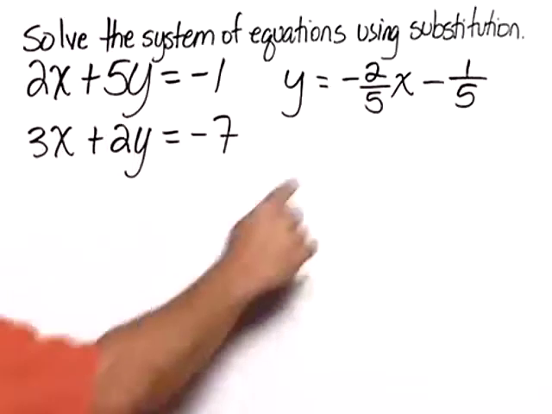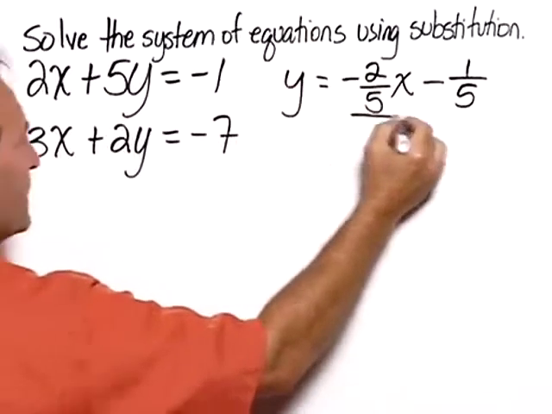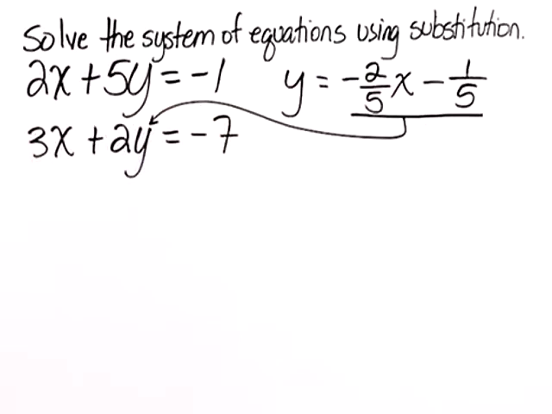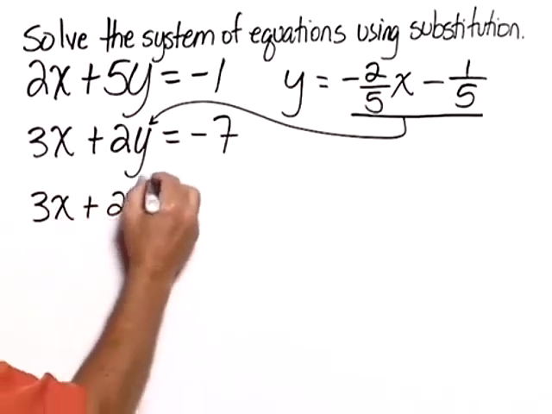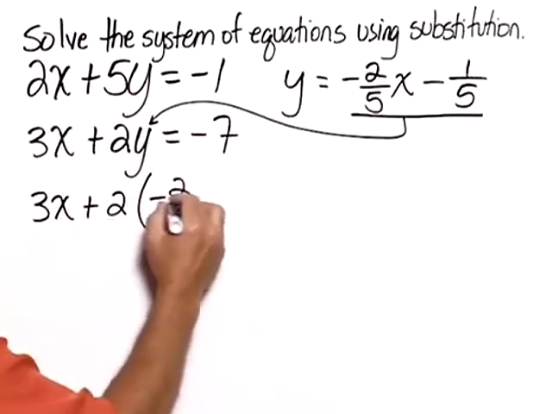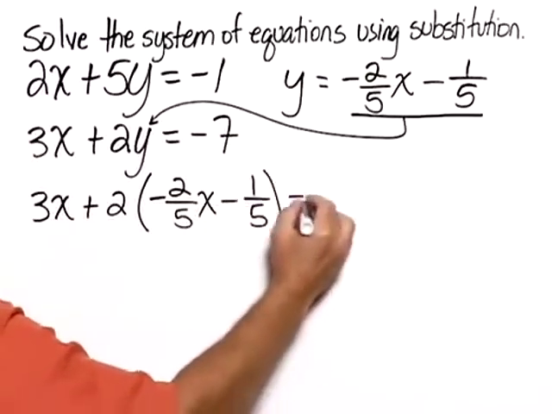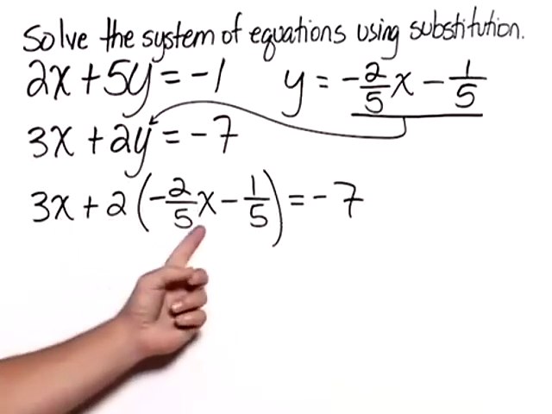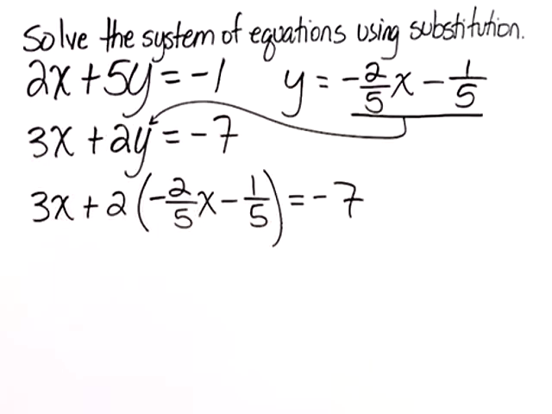Now what we're going to do, since we've solved for y in terms of x, is substitute this expression into the value of y in the second equation. So we have a new equation, 3x plus 2 times the expression -2/5 x minus 1/5, and that equals -7. The goal, of course, was that we now have one equation with one variable, in this case x. We can now solve for x.